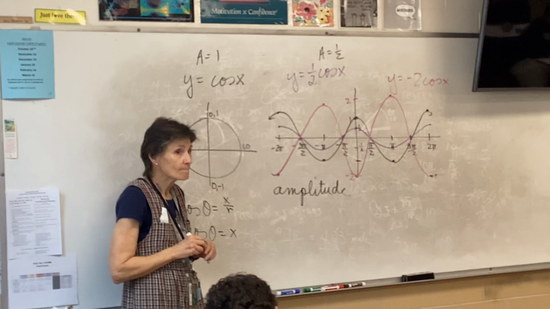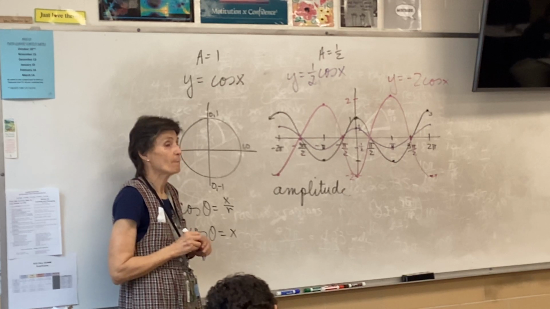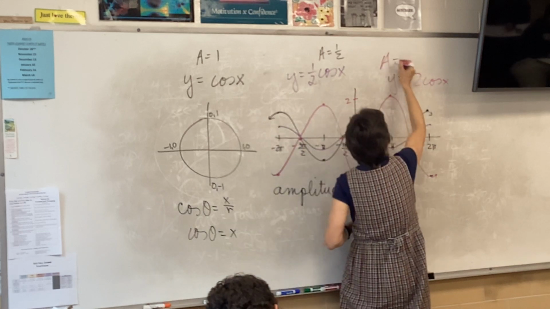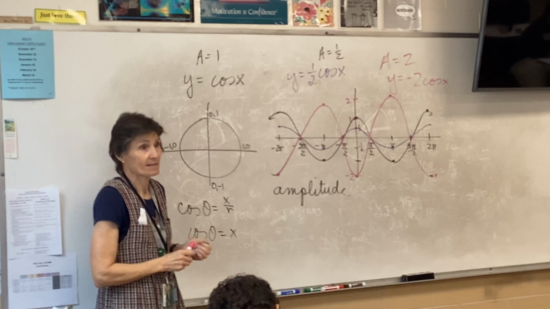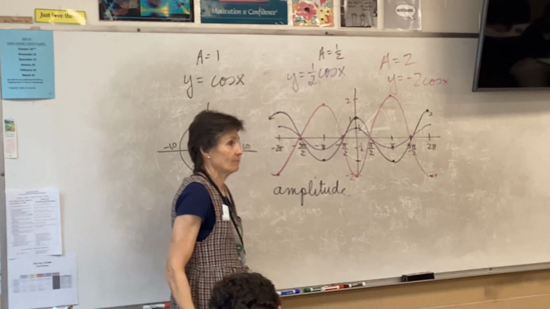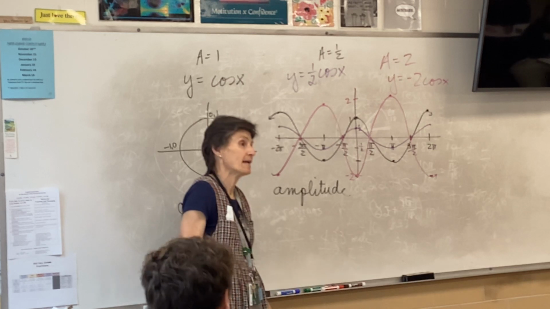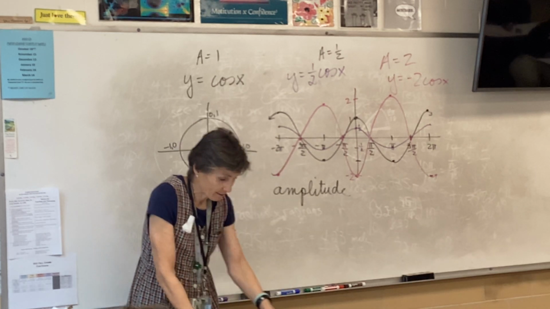Now guys, what's the amplitude of the pink curve? 2. It's 2. Amplitude is a height. It's a distance. It's not going to be negative. The negative is important in terms of the graph because it turns it upside down, but the amplitude will always be a positive number.